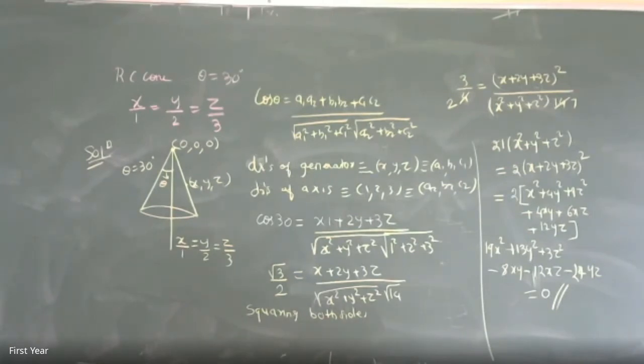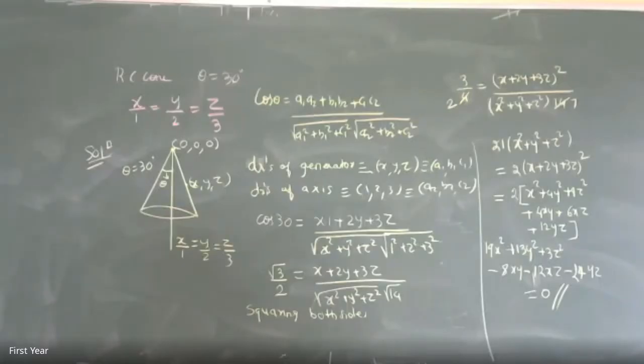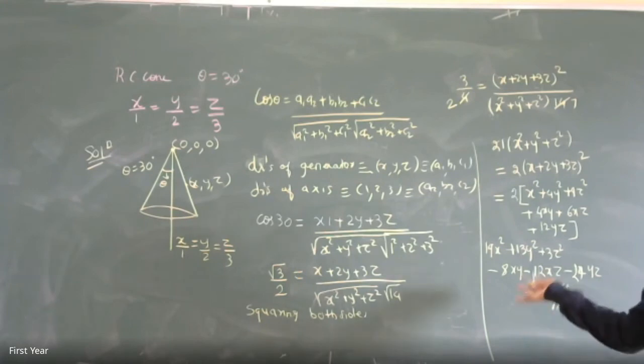Can you look at the equation and tell me what's the type? Homogeneous. Absolutely, homogeneous in degree 2. Very good. The next remark: if your vertex is the origin, then the equation of a cone, not necessarily a right circular cone, any general cone, will be a homogeneous equation of degree 2 only in general. Is it clear?